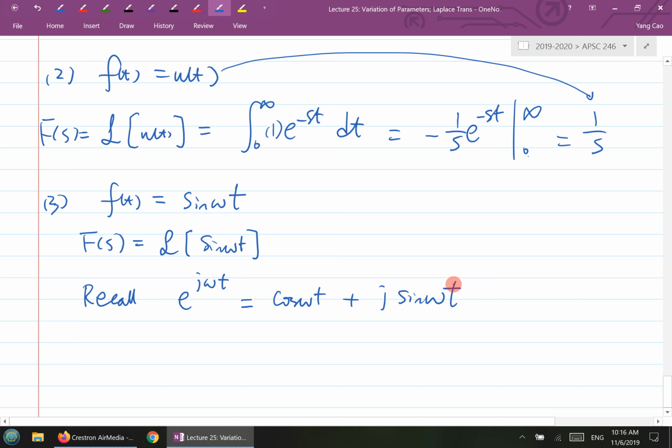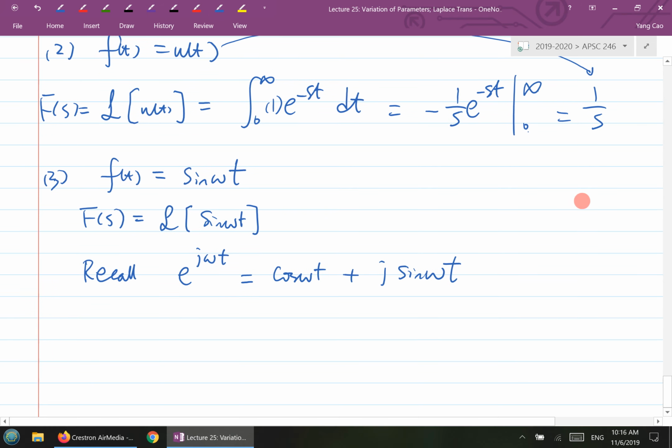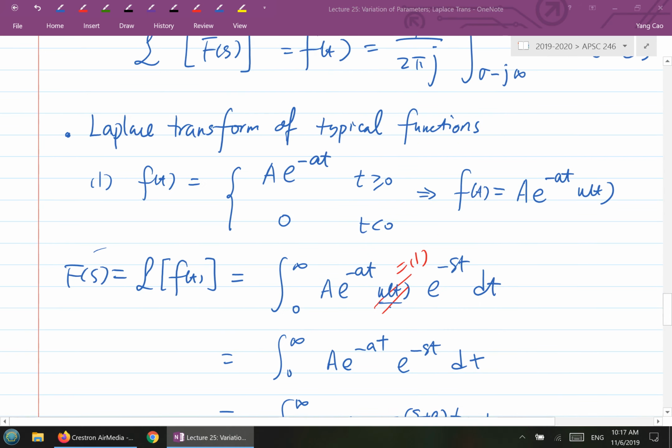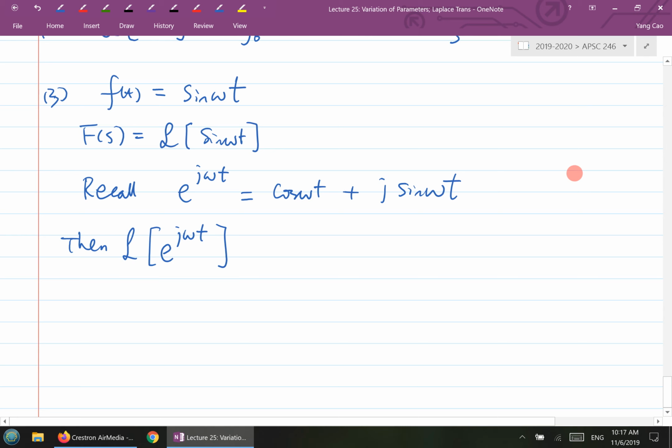So that's Euler's formula. Then, if I take the Laplace transform of this e to the power j omega t, forget about sine first. Let's just say what is the Laplace transform of e to the power j omega t. I'm going to go back to my first example. I have the Laplace transform of this. Let me write it here to do a comparison. If I just take the Laplace transform of e to the power negative at, I get 1 over s plus a.